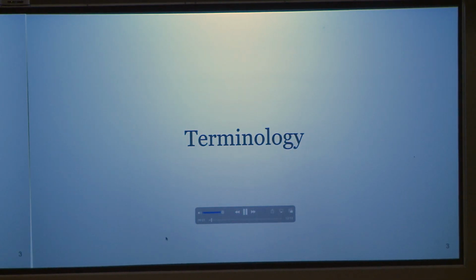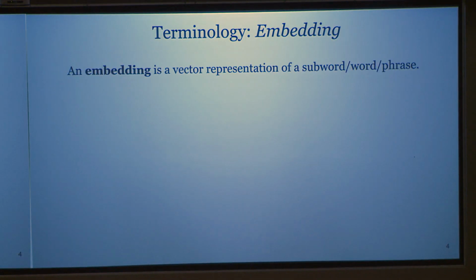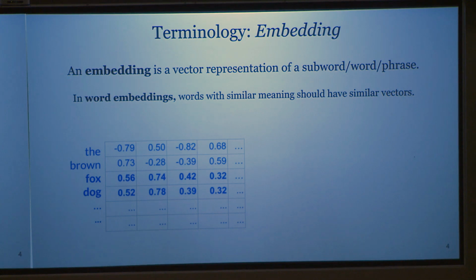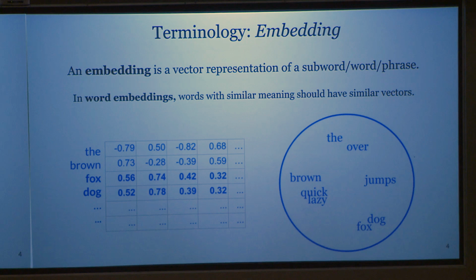To get on the same page about terminology, we'll talk about embeddings. In NLP, an embedding is a vector representation of a word, subword, or phrase. In word embeddings, words with similar meaning should have similar vectors. So if you look at this English embedding space here, we'll see that numerically, it appears as though fox and dog have similar vectors. And then if we can imagine these as living in some high-dimensional Euclidean space, it should be the case that words with similar meanings are close to each other in that space. So we can see that dog and fox are near each other in the shared space, in the high-dimensional space.